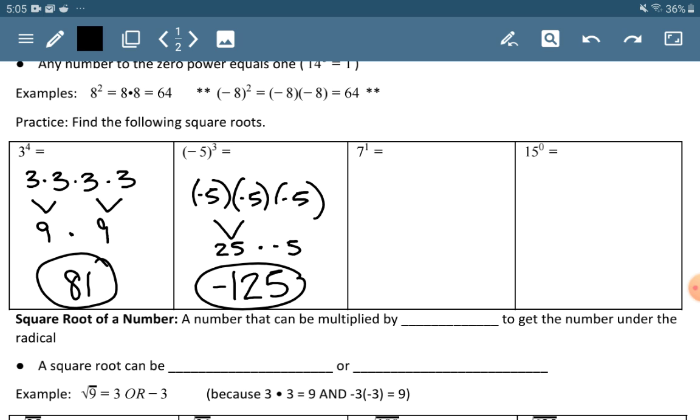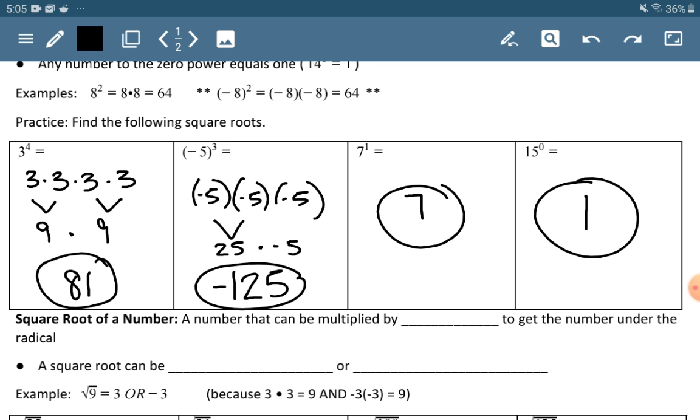7 to the 1st power. That means I'm going to write the 7 down 1 time. And that's it. There's no multiplication to do. 7 to the 1st power equals 7. And again, this is one of those rules that I said you're just going to have to memorize. 15 to the 0 power means I'm not going to write 15 at all, but what is still there is the whole number 1. So 15 to the 0 power equals 1.